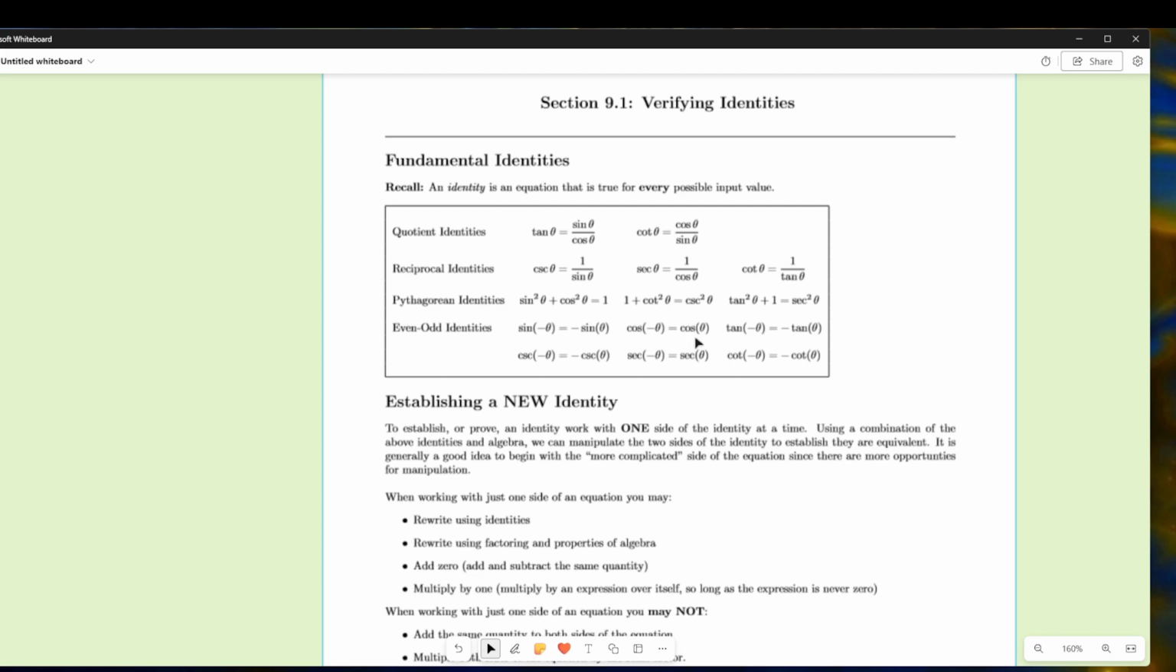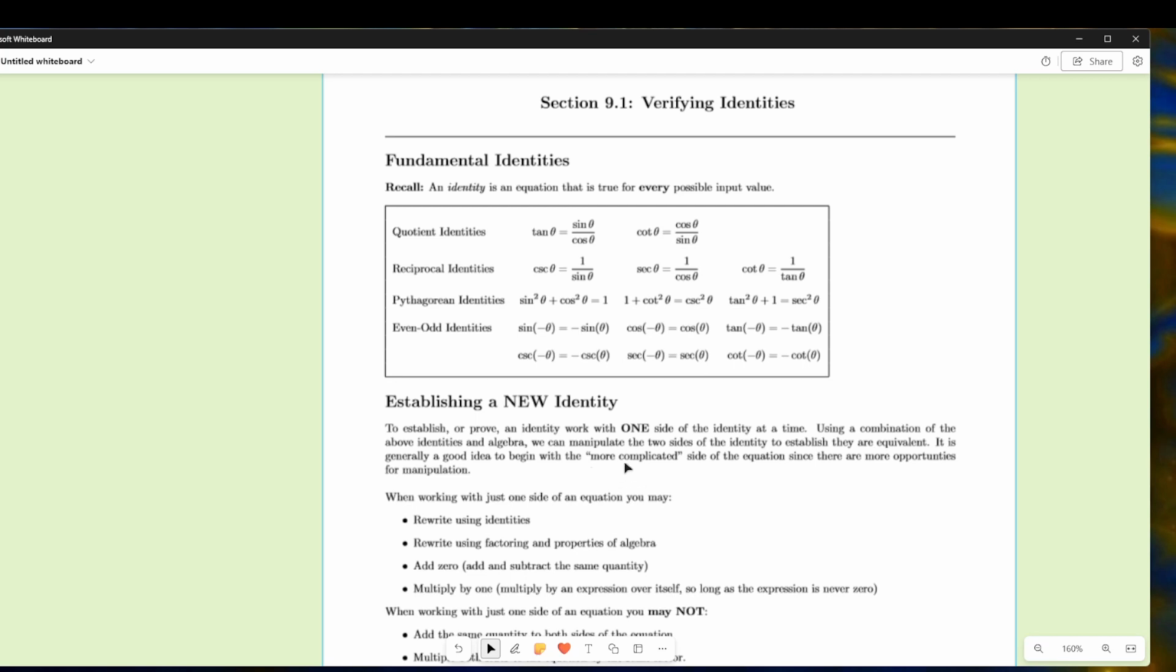It is generally a good idea, as said here, to begin with the more complicated side. It's easier to simplify complicated things than it is to creatively complicate something simple. So generally, we'll start with the nastier side and try to simplify it down or clean it up down to the less complicated side if that option exists.